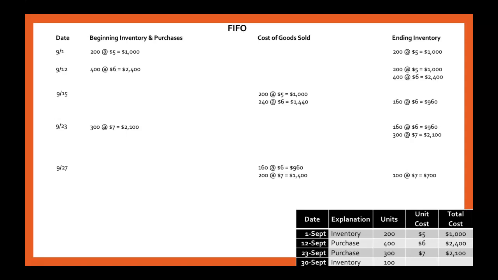So now that we've done all of this work, now we can start answering the questions that they were asking us. They wanted to know the cost of goods sold. So we have our cost of goods sold column, right? How we find our cost of goods sold is adding up all of the total amounts under the cost of goods sold column. So the 1,000, the 1,440, the 960, and the 1,400. And if you add all of those up, you'll end up with a cost of goods sold of $4,800.